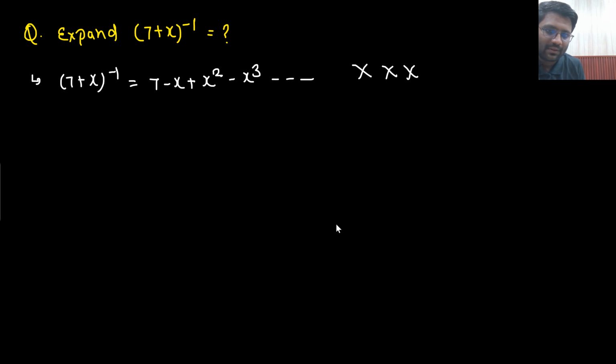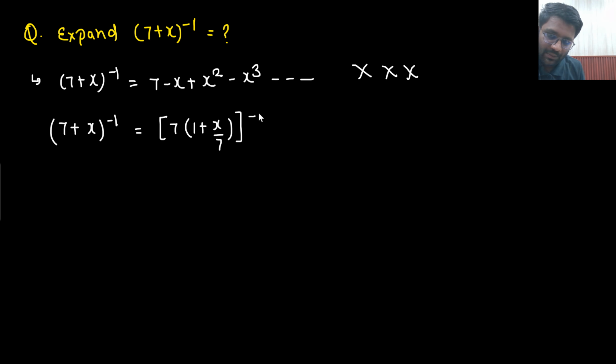Absolutely wrong. This formula is not even applicable. The formula is applicable only for 1 plus x to the power minus 1. So 7 plus x to the power minus 1 is given. What will I do? I will take 7 common. So this will become 1 plus x by 7. Now it is fine. 1 plus x by 7, to the power minus 1.